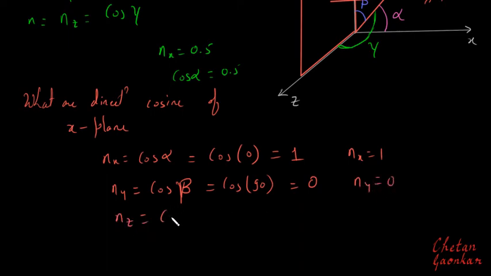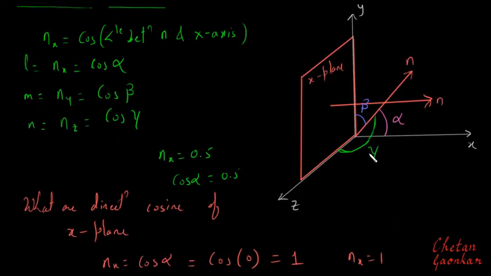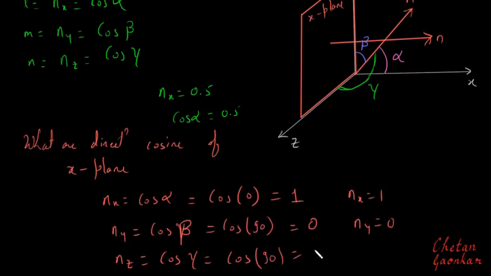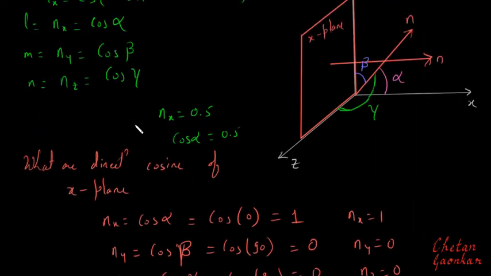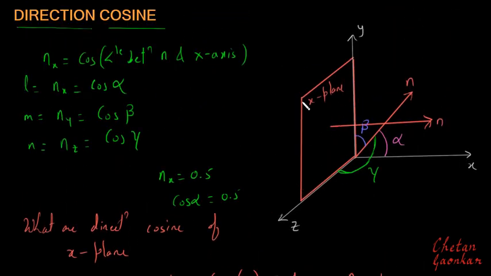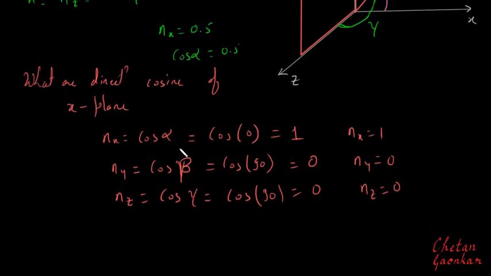Similarly, nz will be cos of gamma. What is gamma? It is the angle between the outward normal, or this vector, and the z-axis, and again this will be 90 degrees. So this turns out to be 0. So here, for an x plane, which is nothing but the yz plane, whose outward normal is in the direction of, or parallel to, the x-axis, the direction cosines of this plane will be nx equal to 1, ny equal to 0, nz equal to 0.